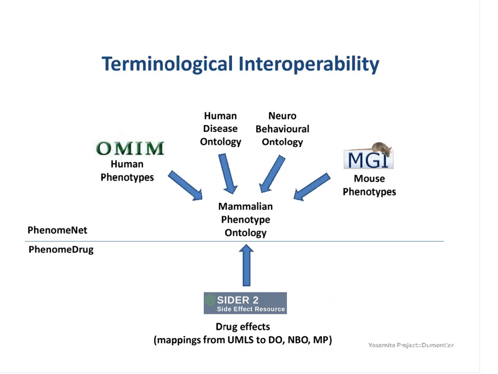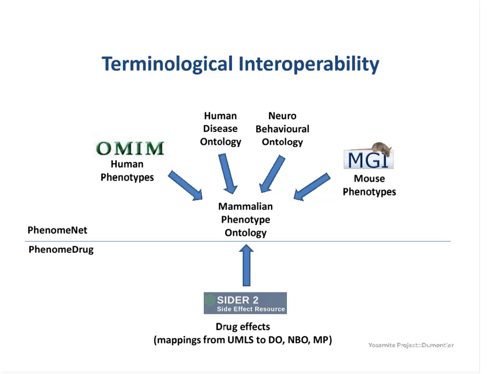But this is somewhat challenged by the fact that, again, we have so many terminologies, and we need to bridge this gap. We need to make the relations between the terminologies so that we can examine their equivalence or whether or not a term is more specific or less specific than another in a different terminology. So to do our analyses, we use human phenotypes from OMIM, the disease database, the human disease ontology, the neurobehavioral ontology, and the mouse phenotypes. And all of these get mapped to a common ontology, which is called the mammalian phenotype ontology.